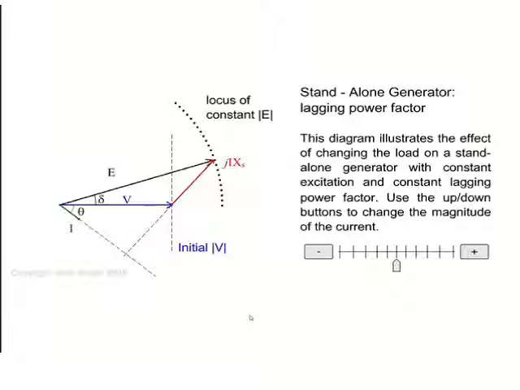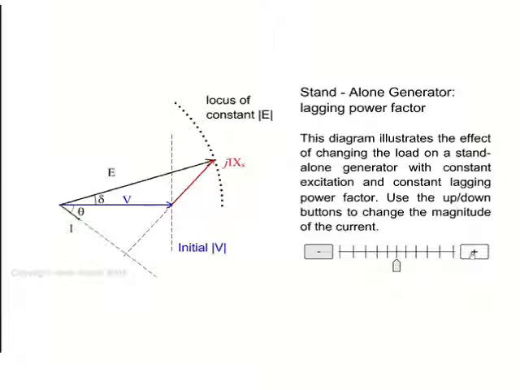The same thing can be shown by using an animation. I take the courtesy of Andy Knight. This diagram illustrates the effect of changing the load on a standalone generator with constant excitation and constant lagging power factor. So this is the voltage, this is angle delta, current, induced EMF. Initially, this is my voltage, this is the excitation. As the excitation is constant, the locus of excitation is considered as a constant.